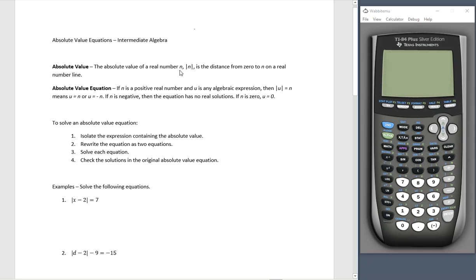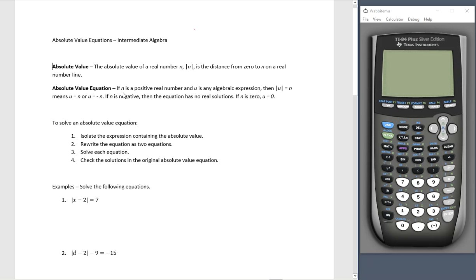The absolute value of a real number, n, so real numbers, we're not looking at complex numbers here, is written with two little lines, the absolute value symbol. It's the distance from 0 to n on a real number line. That's why we always think of distance as positive, but really to get from where I am now to where I am now, I could go a distance of 0. So we really think of the absolute value as being non-negative in general.